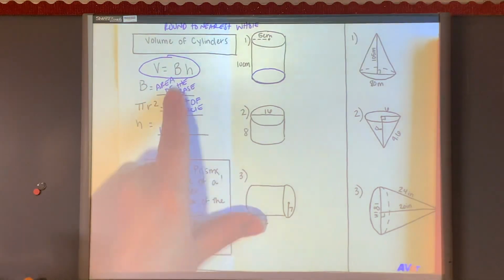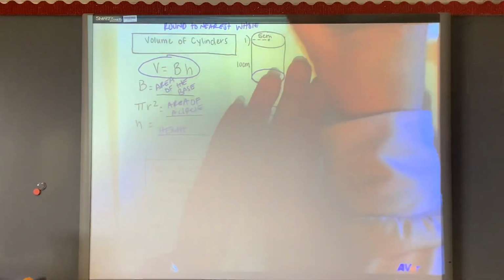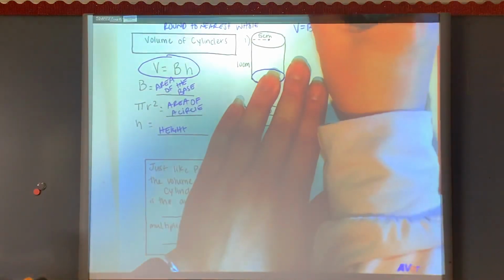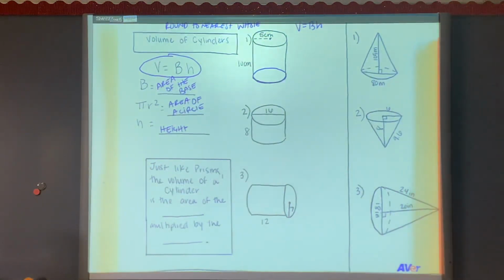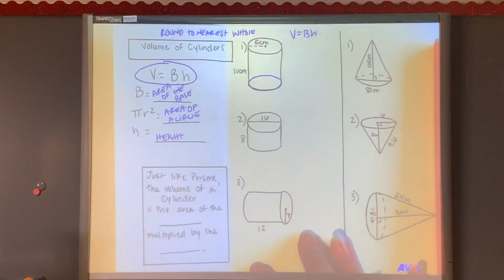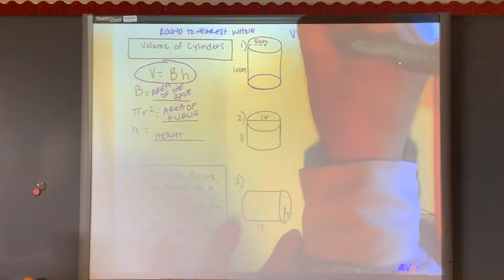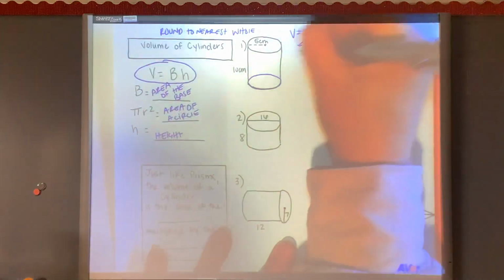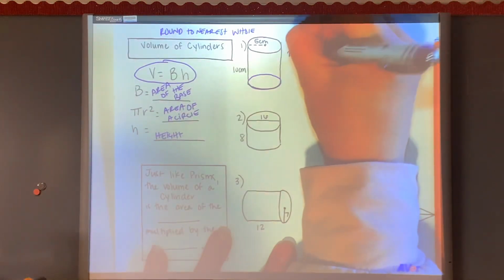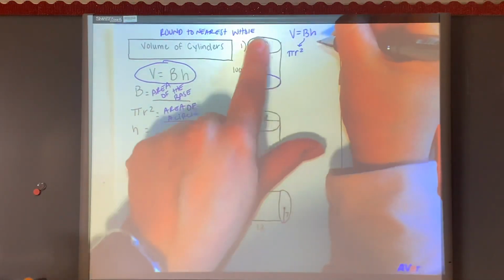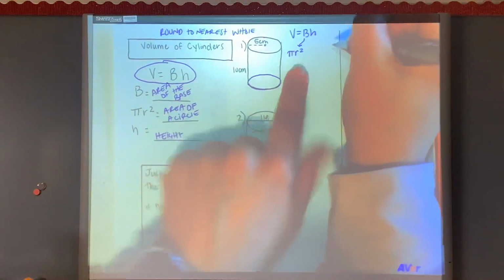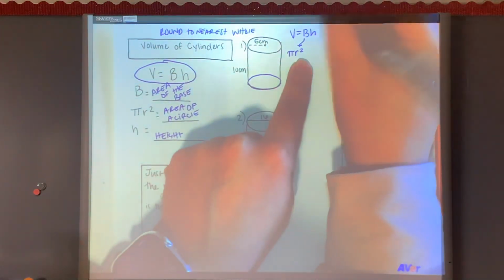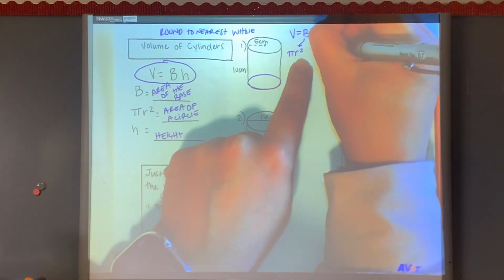Okay, so let's first start by rewriting our formula. V equals capital B times H. And remember, the capital B was the area of the base, and in order to find the area of our circle down here, or up here, they're the same circle, we need to use pi r squared, because that's how you find the area of a circle. Then we're going to multiply that times the height of the cylinder.